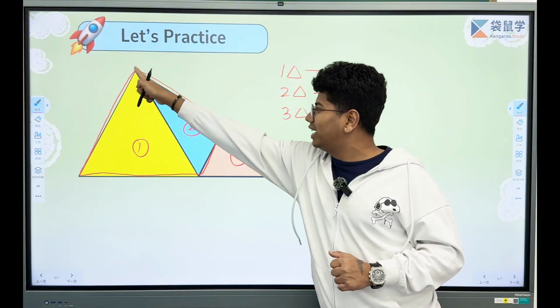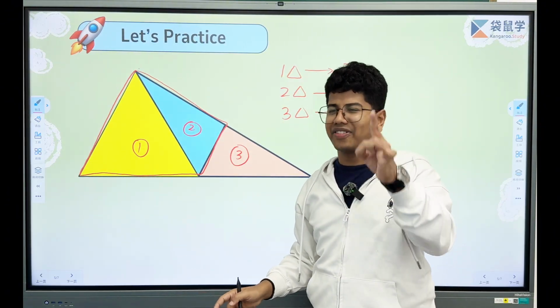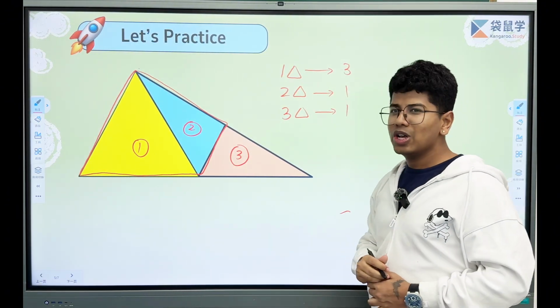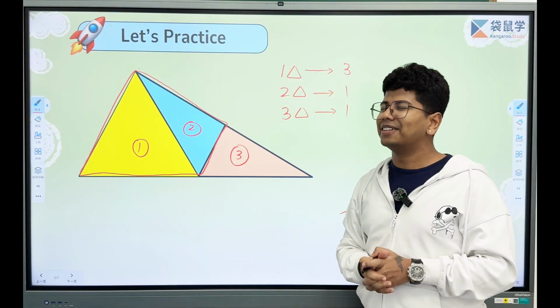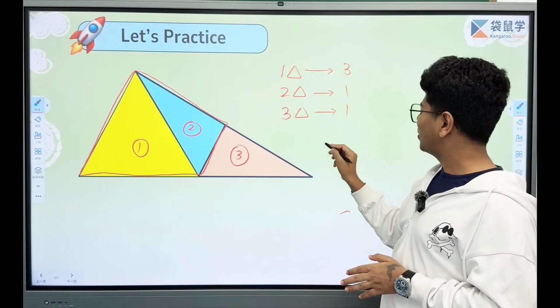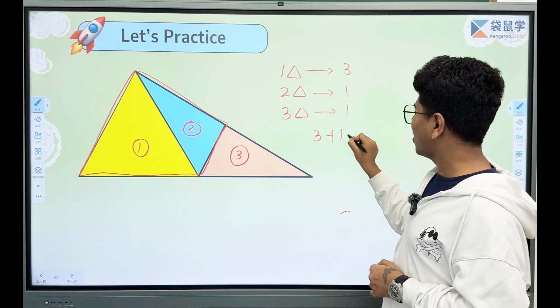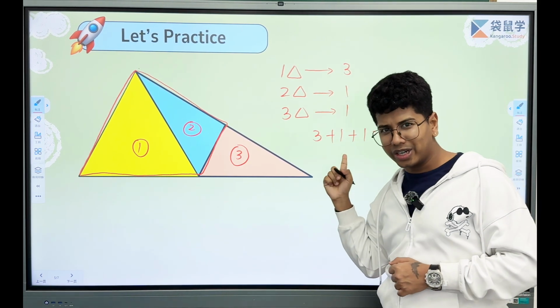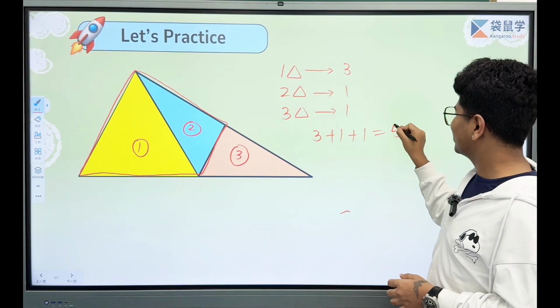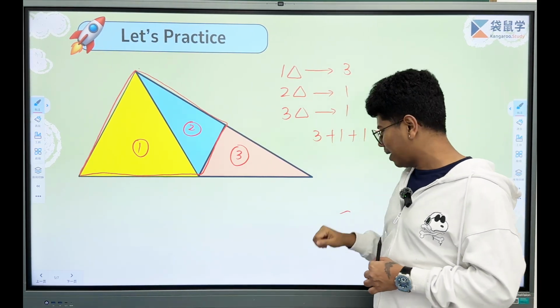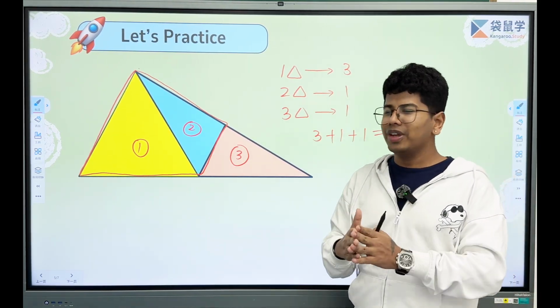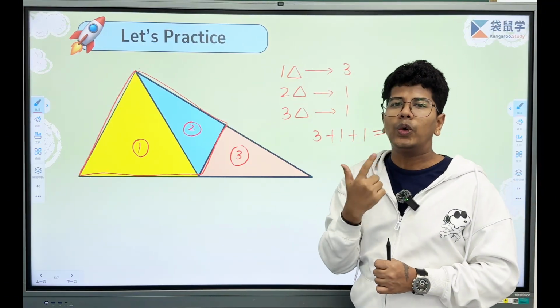Oh, 1, 2, 3 combine, I get 1 big triangle. So I will write down here 1. So what is the total number of triangles here? That is 3 plus 1 plus 1. Let me write down 3 plus 1 plus 1, which is nothing but in total 5. Very good. So whenever we need to count the number of triangles, what can we do? We can discuss the cases and then do it in order.